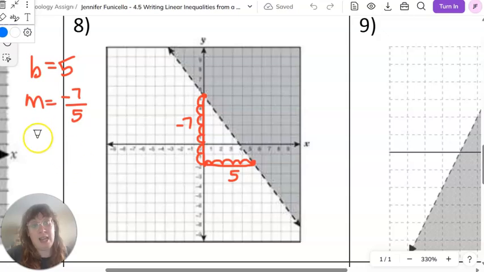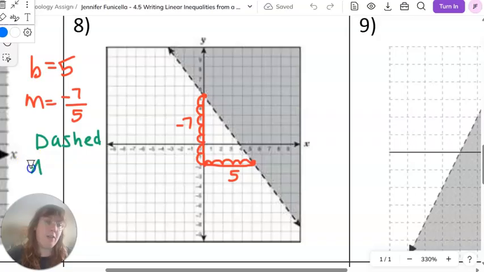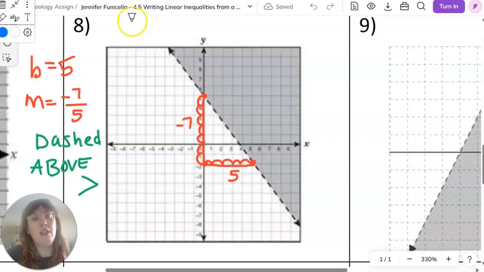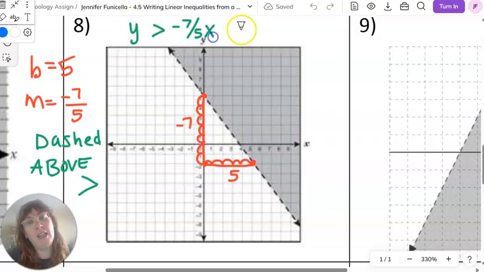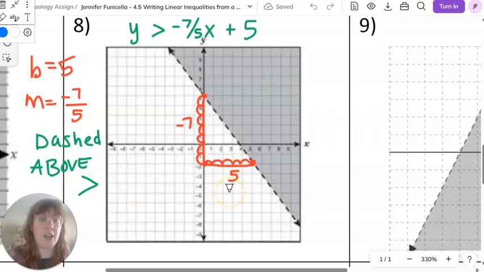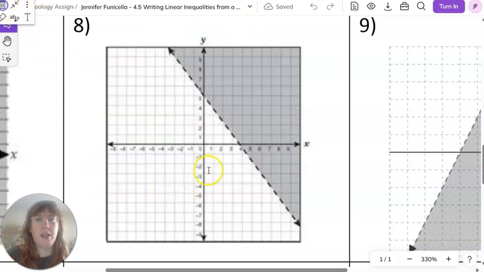This is dashed and it's shaded above. So above is going to be greater than. Since it is dashed, it's just greater than, not equal to. So we have y is greater than -7/5 x plus 5. Beautiful. Sorry, this graph is not great. I would not give you a super blurry graph like this on a quiz or anything. Let's look at question 9 next.